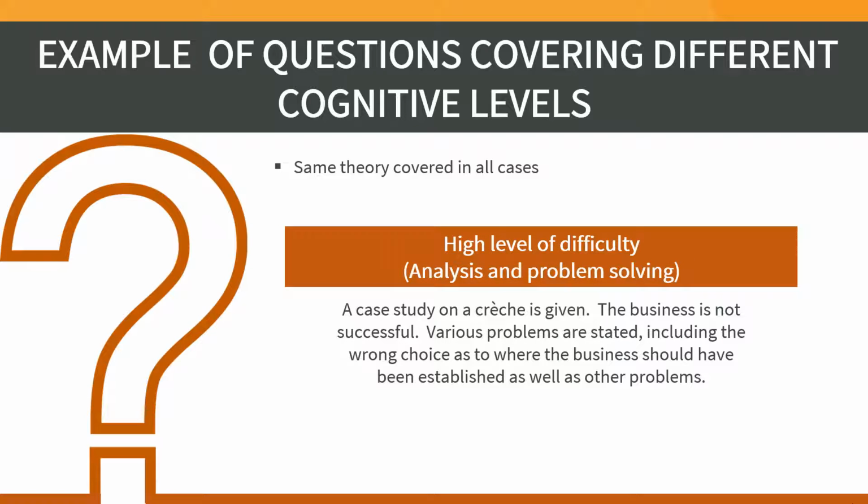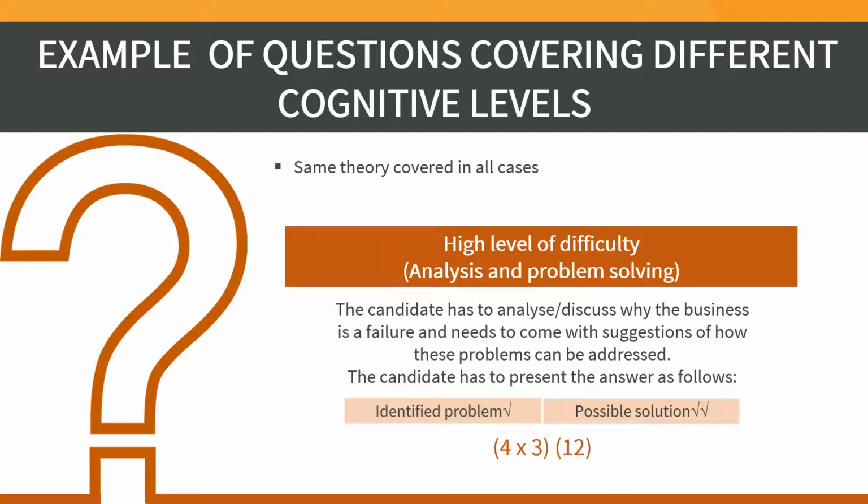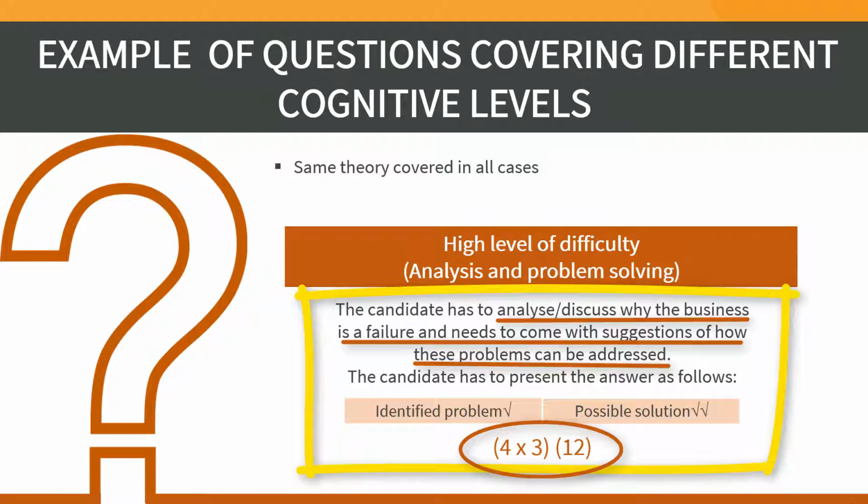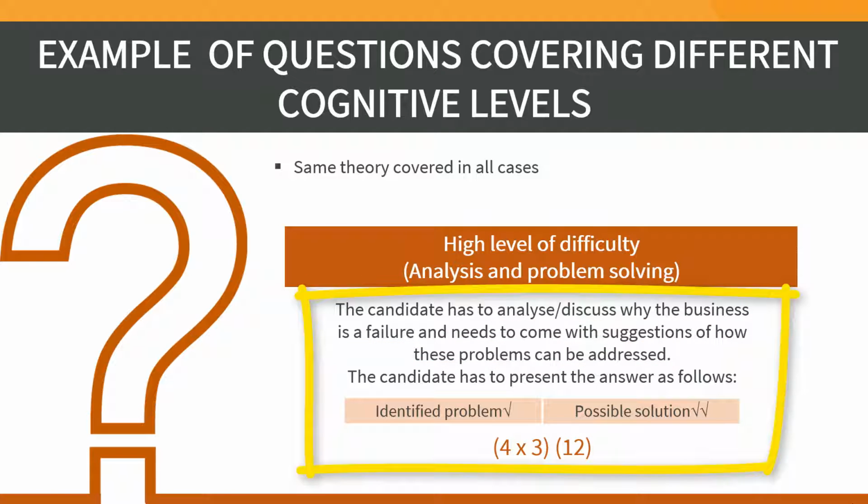The last question is a high level of difficulty question in which the student must analyze and use problem-solving skills. The question is a case study in which the student analyzes and identifies 4 reasons for business failure and suggests 4 solutions. 3 marks are allocated for each problem and solution. It is clear that you can ask the same theory in 2 consecutive examinations, yet it can be 2 totally different type of questions.